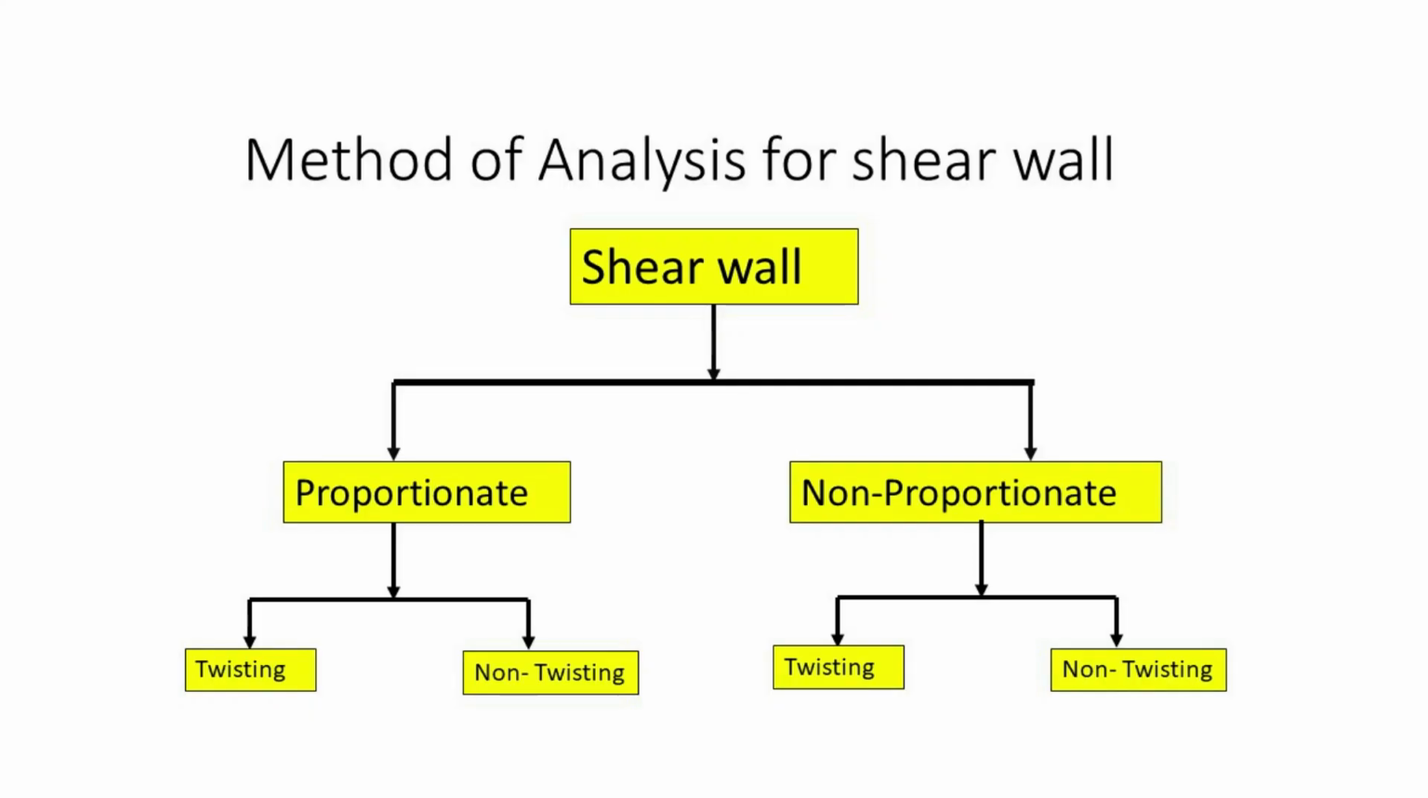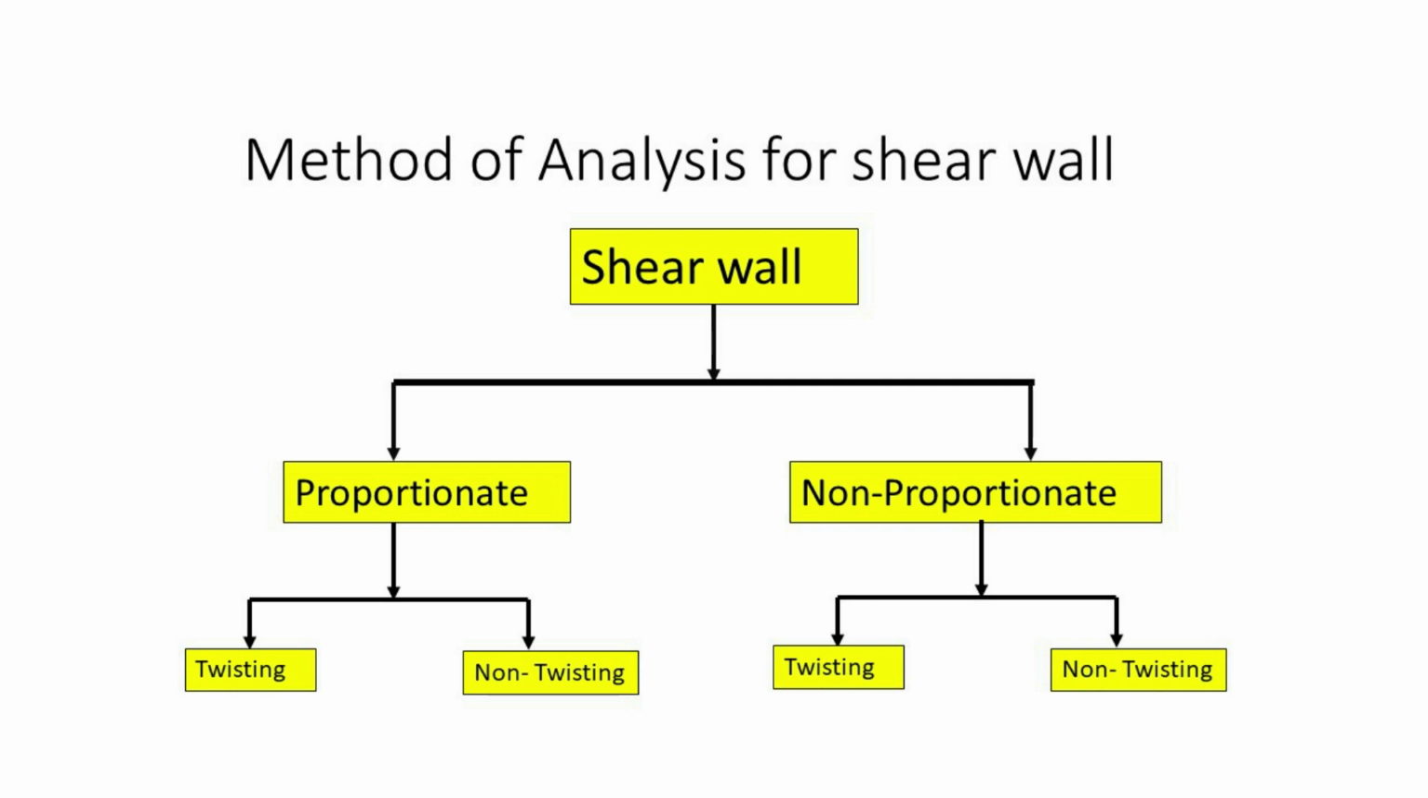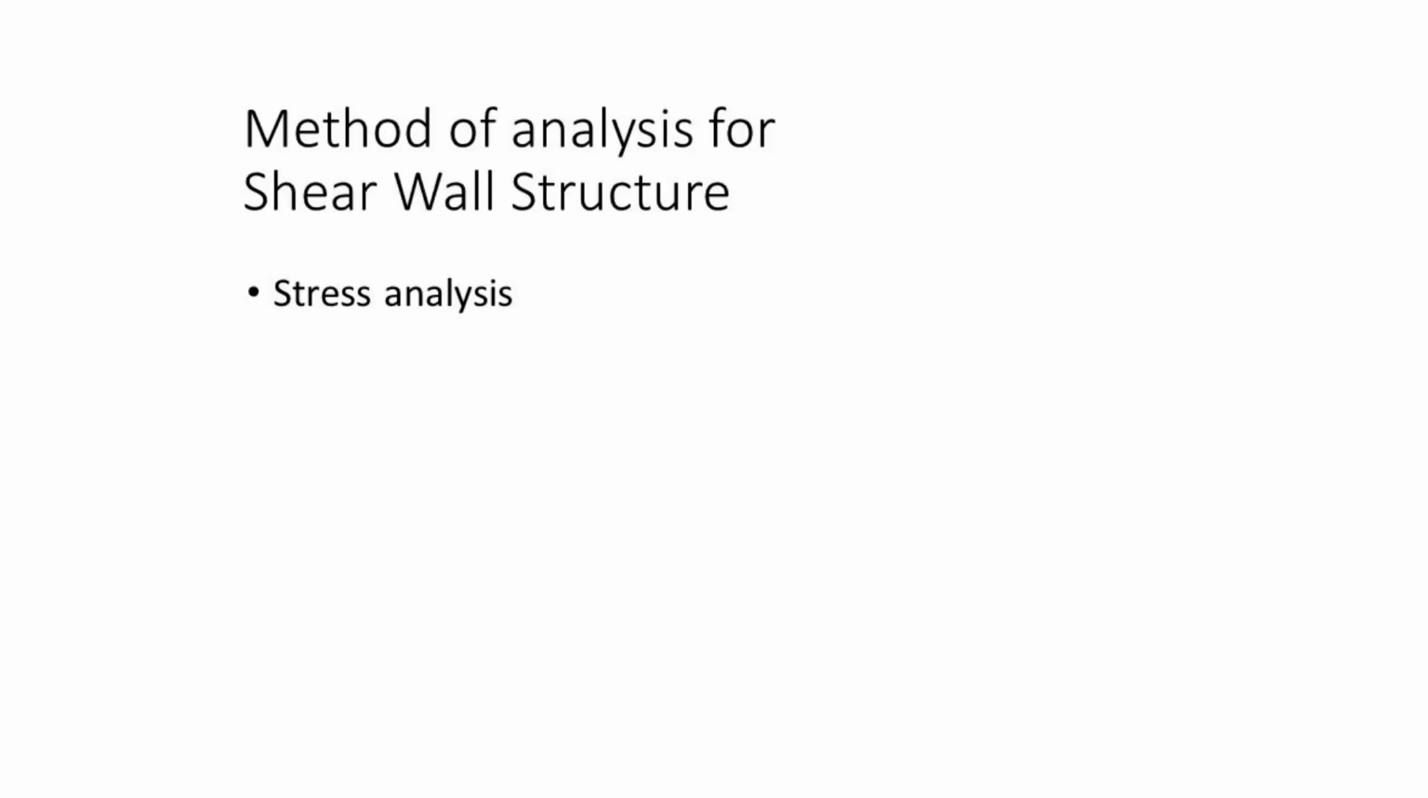Practically, shear wall can be categorized into two, namely, proportionate and non-proportionate wall structures. The shear wall can later be divided into proportionate and non-proportionate, non-twisting and twisting structures. Stress analysis is the method that will be used to analyze shear wall structure.